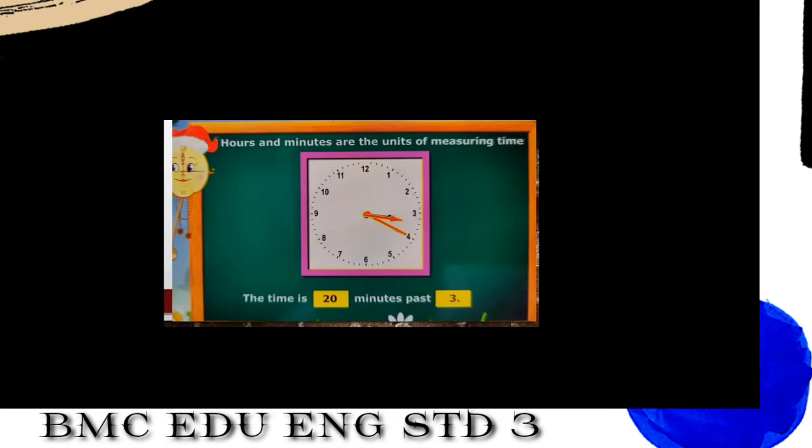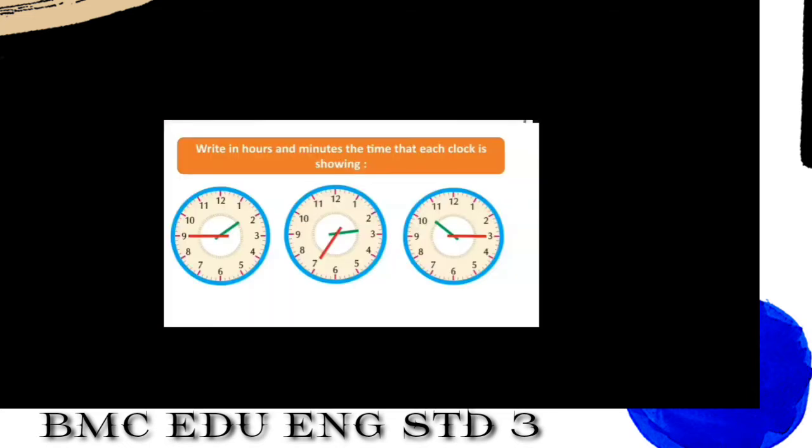Next, the long hand, that is the minute hand, is on 4. And the short hand is between 3 and 4. So the time is 20 minutes past 3. Now again, children, clocks are shown. So we have to write the time. Write in hours and minutes the time that each clock is showing.